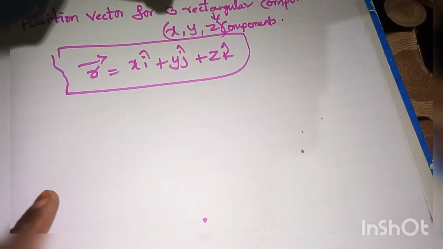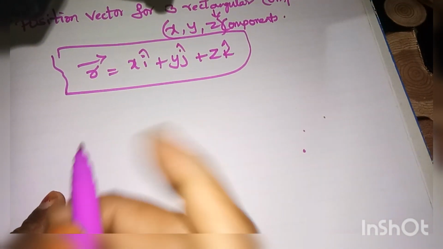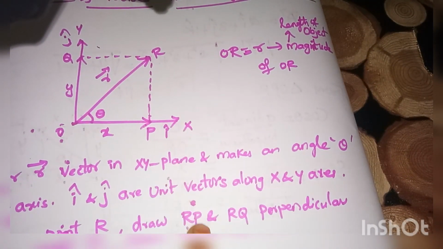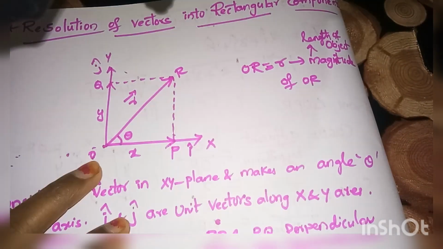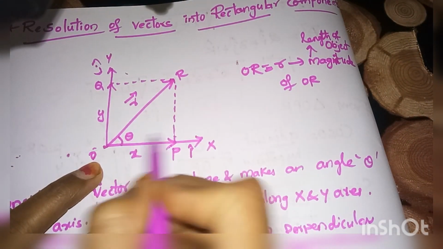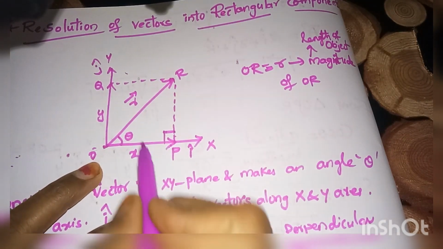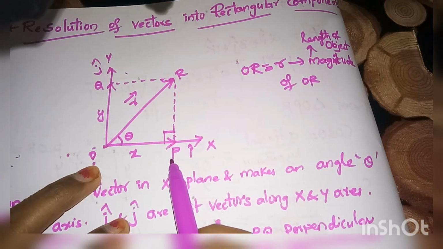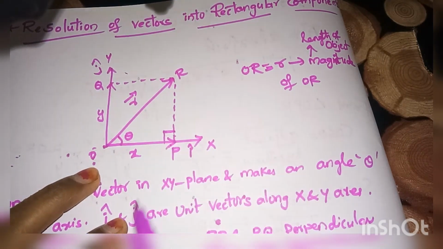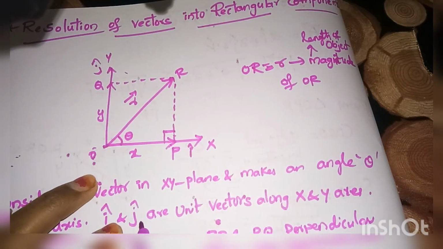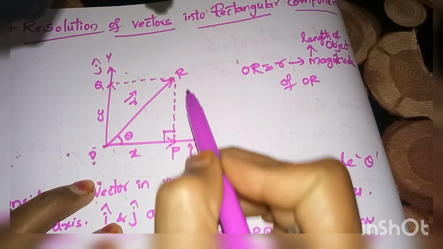So now we are going to find the angle for two rectangular components. I said theta is the angle made along the x-axis. So how can we find that? You can observe one right angle triangle here making an angle theta. ORP is the right angle triangle. So you can observe here there is one right angle triangle, that is OPR.